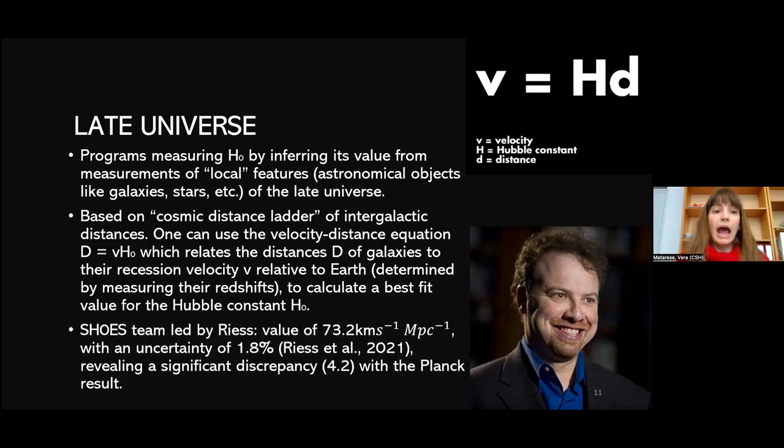Okay. And within this kind of approach, Riess's team, the SH0ES team, has been one of the most reliable programs, and the value that they get is 73.2 kilometers per second per megaparsec with an uncertainty of less than 2%, 1.8. So this is also a very good result, very precise. The problem is that this result reveals a significant discrepancy with the Planck result.